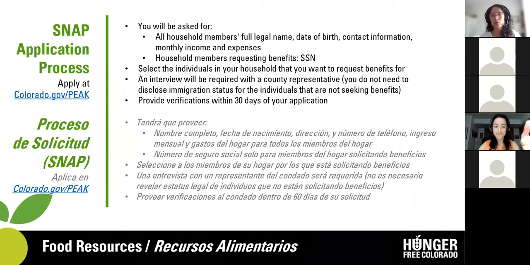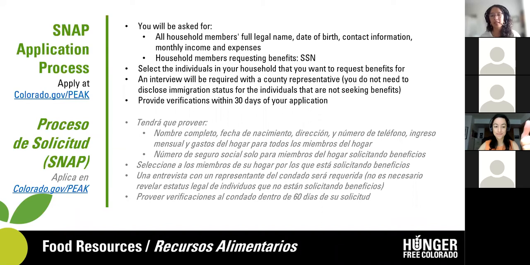If you live in a home with family members or if you rent a space with someone else, you don't have to give out their information. Just include the information of the people that are in your family and those with whom you share food. After including the information of each member, select only the members of your household for which you are applying for SNAP benefits. You will have to provide the social security number of these individuals.